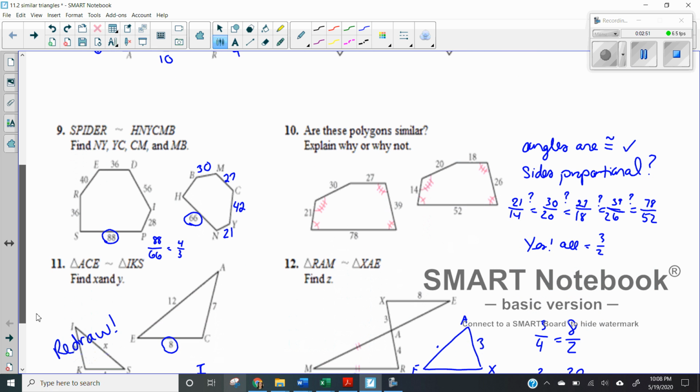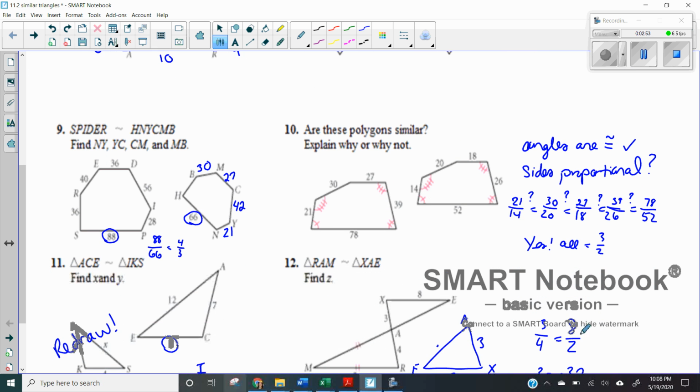Number 9. Oh, I apologize for this watermark here. My free version of Smart Software ran out, so that's going to be here with us till the end of the year, I think.